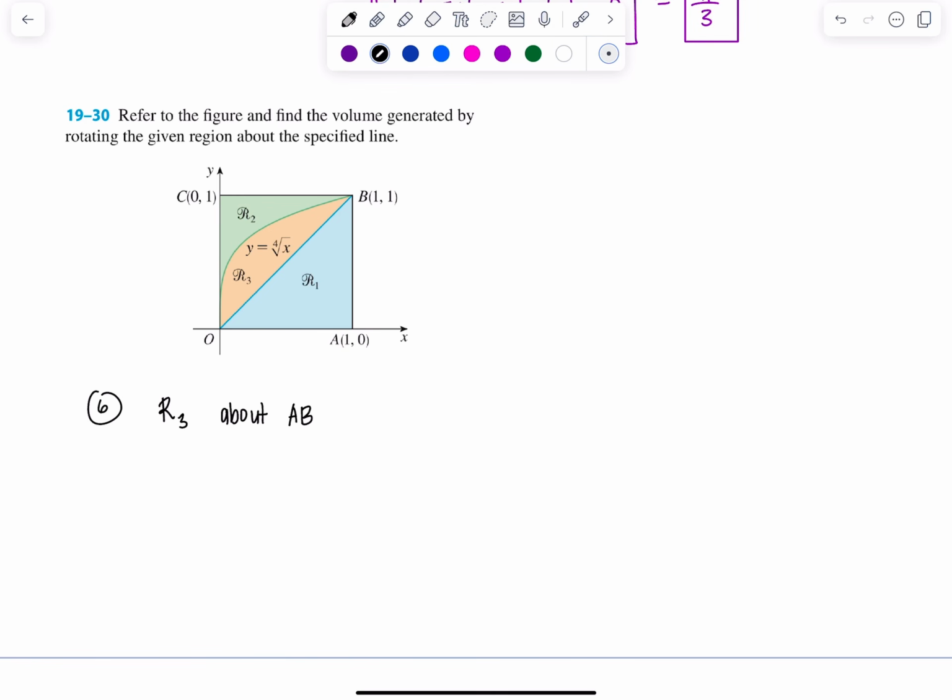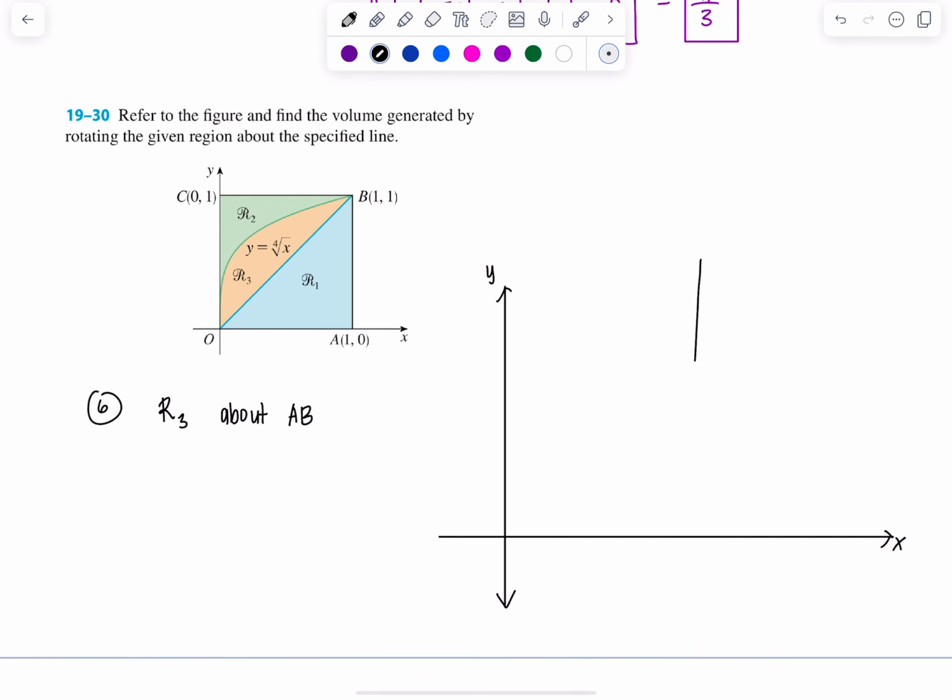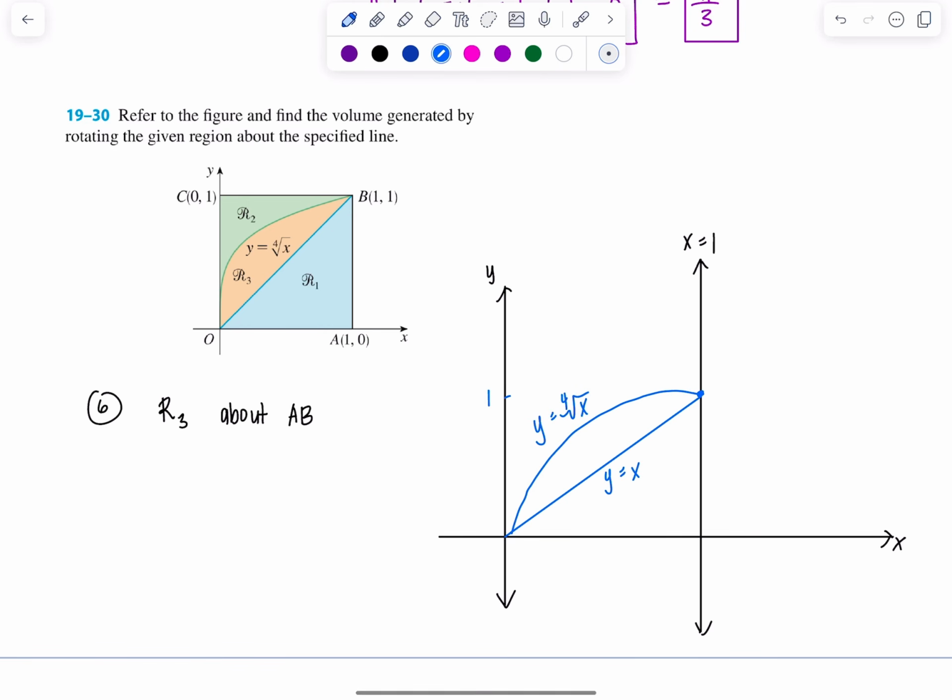Ooh, this is exciting. Okay, let's draw everything out here. So everything's going to be in the first quadrant. I'm just going to extend the x-axis. Y. And then say this is AB. So this is x equals 1. And then region 3. So say this is 1. It's like this. Y equals x. And then this is y equals 4th root of x. I'll shade it in. This is region 3.